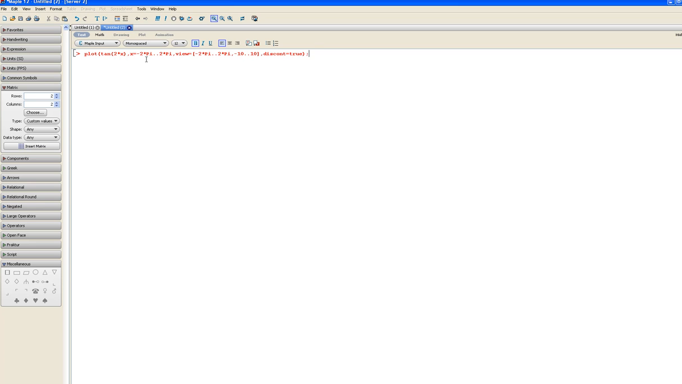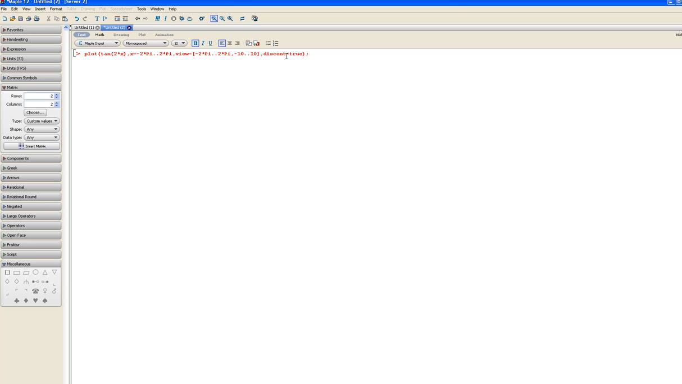pi. Now a capital PI tells Maple that you want the number pi, and dot dot up to 2 asterisk capital PI, comma, view, and this is the view. X is going to go from here to here, and we're going to let Y go from minus 10 to 10. I don't want to look at Y any bigger than that. And then we say discont equals true.